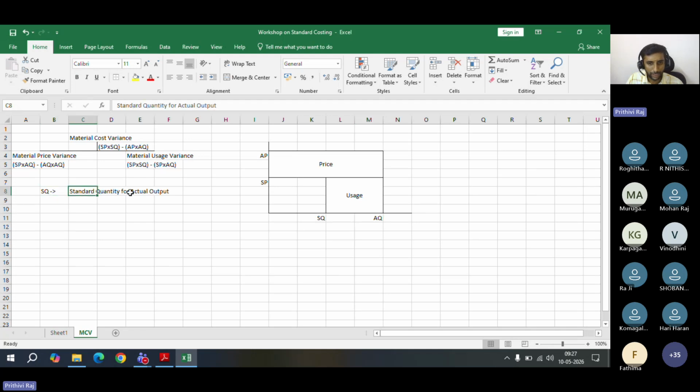The SQ calculation also is not so tough. You just do pro rata and rate based on the actual output. Or you have another formula. Another formula you have for this is actual output into input by output.